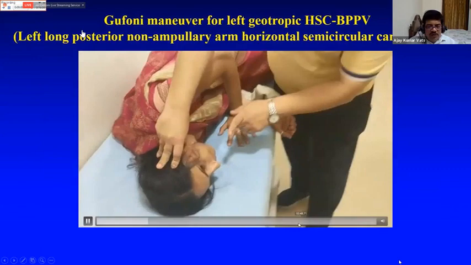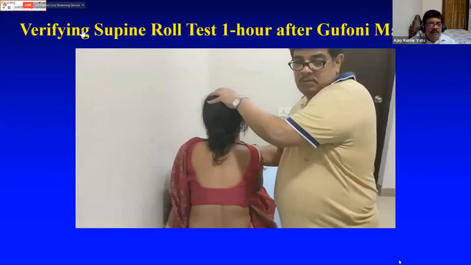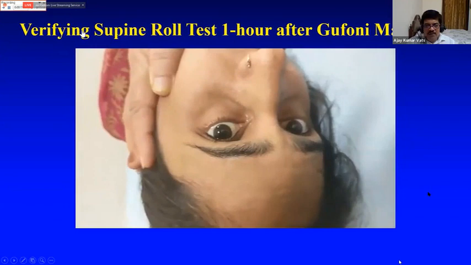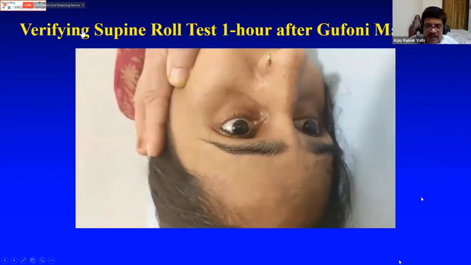First position, second position for 2 minutes, and 1 hour later, this is how that worked, the Gufoni maneuver we had shown earlier also. The verifying supine roll test after 1 hour in this patient elicited no nystagmus on lateral head roll to the left or to the right. This was repeated 24 hours later, and this was also negative. So this is a patient of cupulolithiasis of the anterior arm of the horizontal semicircular canal, which is causing apogeotropic nystagmus.